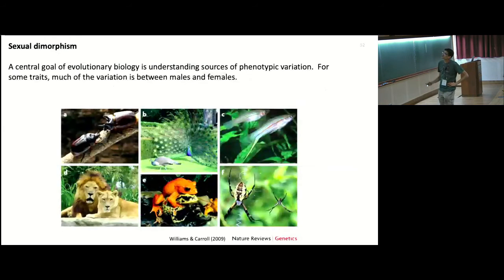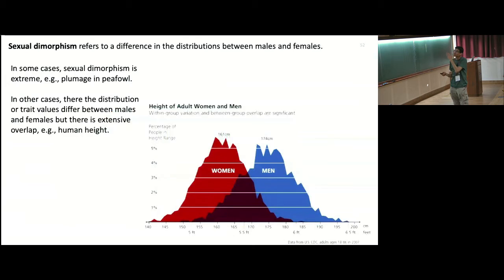Okay. All right, so I want to talk about sexual dimorphism. Arguably, the central goal of evolutionary biology is understanding sources of phenotypic variation and how they arise. And clearly, one major source of variation within many animal populations is the variation that occurs between males and females. Just to be clear, sexual dimorphism refers to a difference in the distribution between males and females, and usually we use it to mean the difference in the means between males and females.